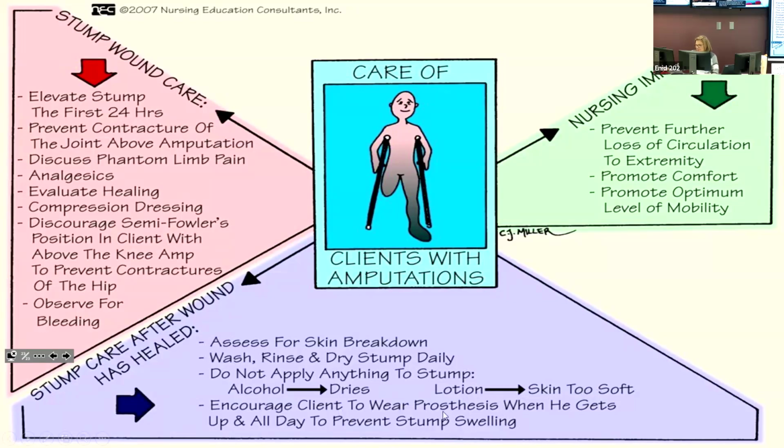Encourage the client to wear their prosthesis when he gets up and all day to prevent stump swelling. So yeah, the sock will prevent that swelling so they can wear their prosthesis and it fits appropriately. So you want to make sure that you prevent further loss of circulation to the extremity, promote comfort, of course, and promote optimum level of mobility.